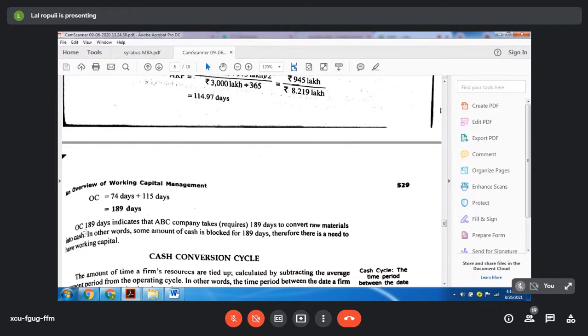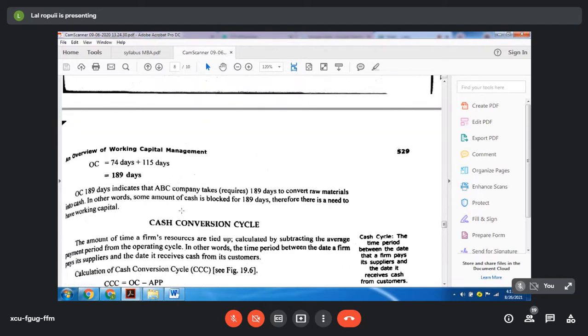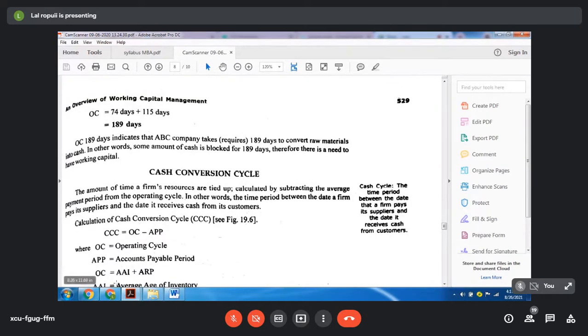So the operating cycle of 189 days indicates that ABC company takes 189 days to convert raw materials into cash. In other words, some amount of cash is blocked for 189 days. Therefore, there is a need to have working capital in order to ensure smooth operations. You will be needing very huge working capital for a very long period. So that is the operating cycle for a manufacturing firm. Then we have the cash conversion cycle.